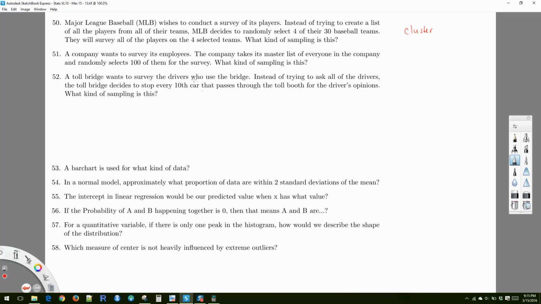Okay. A company wants to survey its employees. They take its master list of everyone in the company and randomly select 100 of them for the survey. SRS, great. Okay. A toll bridge wants to survey the drivers. They decide to stop every 10th car. Systematic. Easy, I tell you, easy. Just these 3. Yeah.